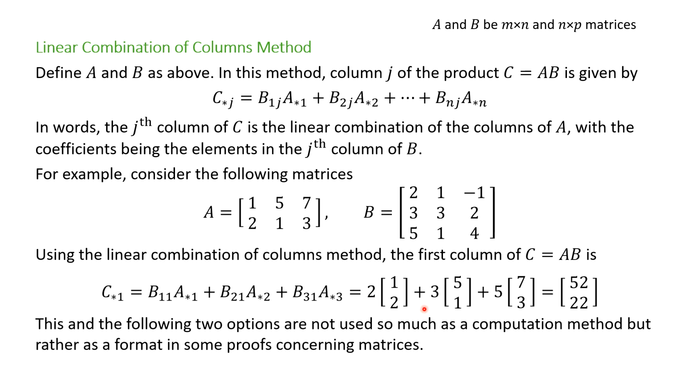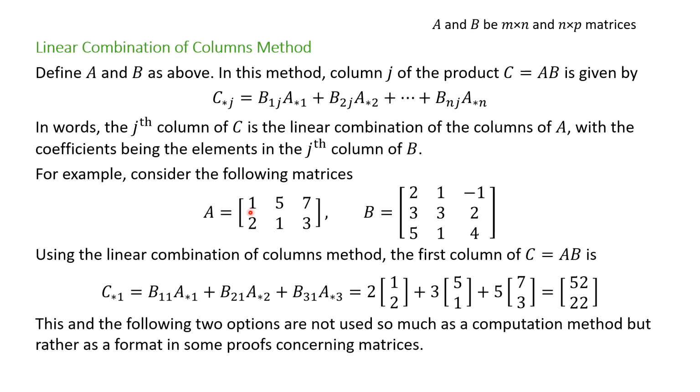All right, and we plug all that in here. So we have 2, 3, 5, and then the three columns of A: 1, 2, 5, 1, 7, 3. We multiply each one of these out, add them together, and we get 52, 22.